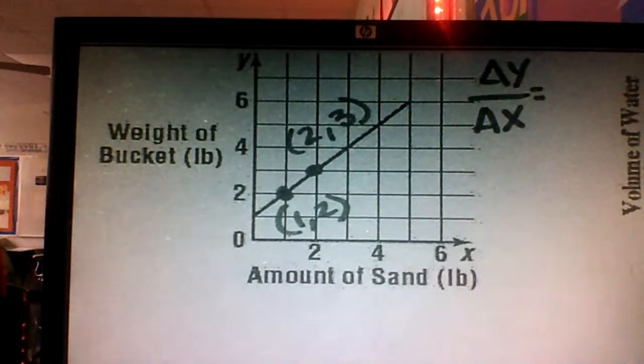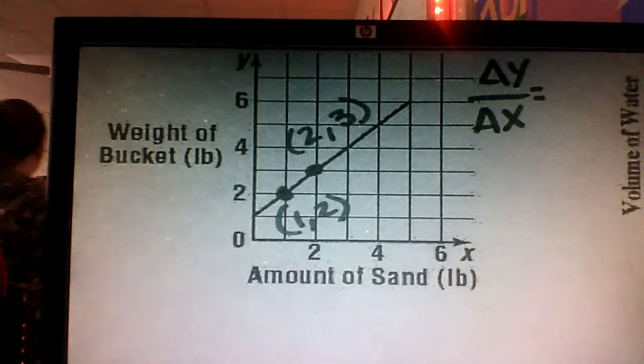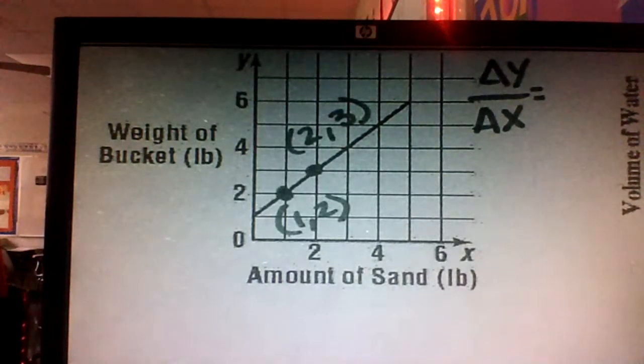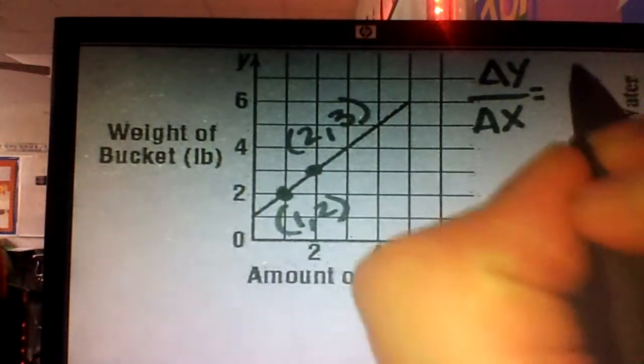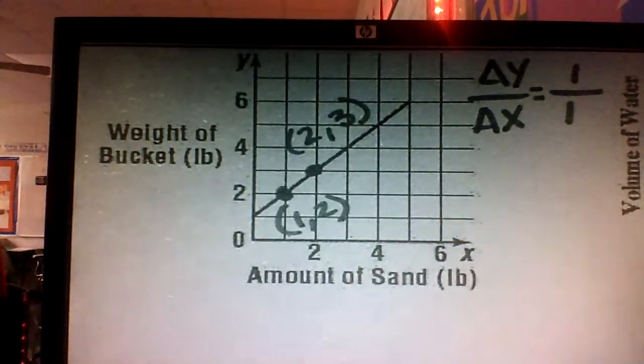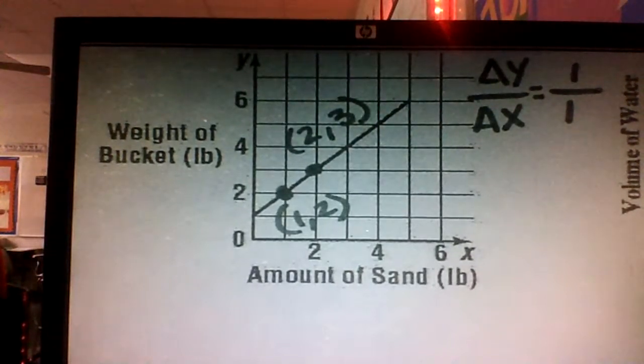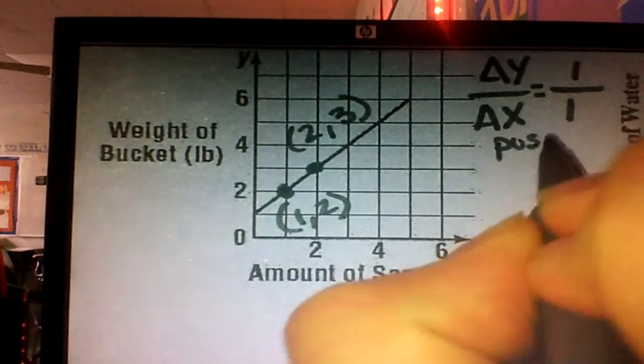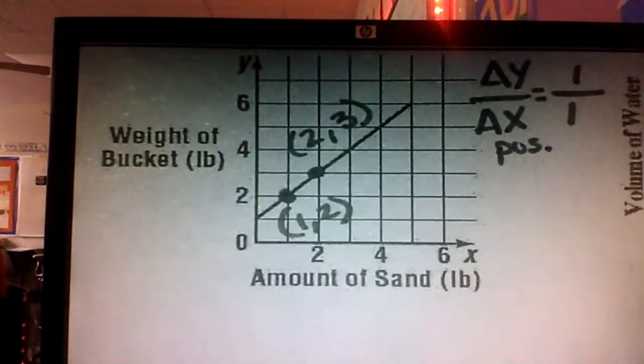What's my change in Y? 1, it's going from 2 to 3. What's my change in x? 1, it's going from 1 to 2. So 1 over 1. What does this mean? Positive slope. Excellent. Weight of bucket. Okay. Weight of bucket. That is our y.